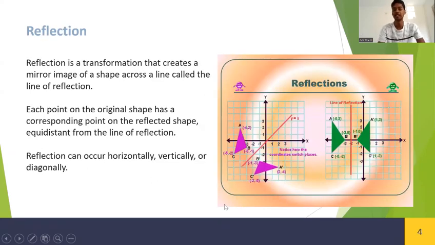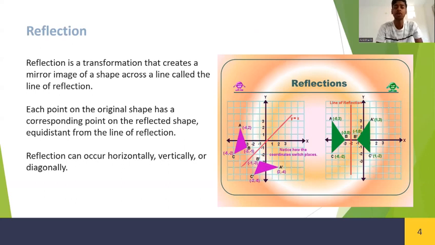Now coming to the reflection. In mathematics, let's understand what this is. Reflection is a transformation that creates a mirror image of a shape across a line called the line of reflection. Of course, we see our whole image in a mirror, and that is the reflection.